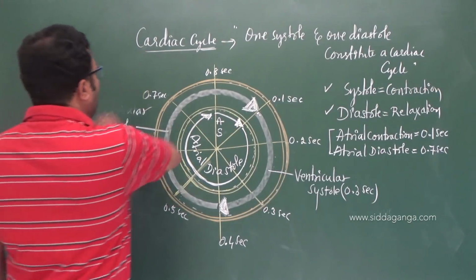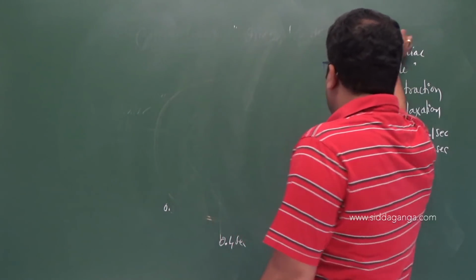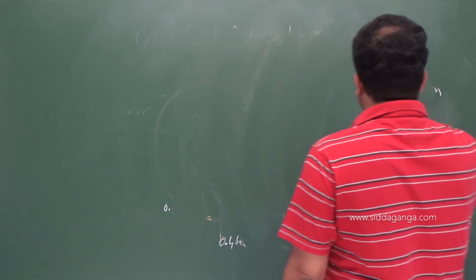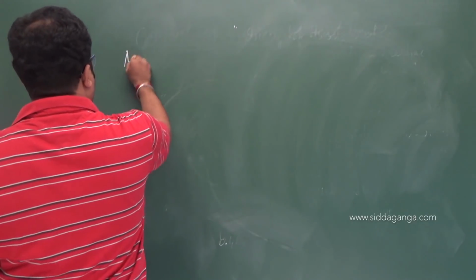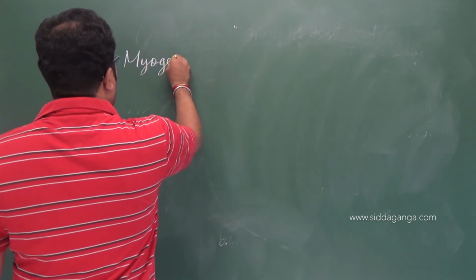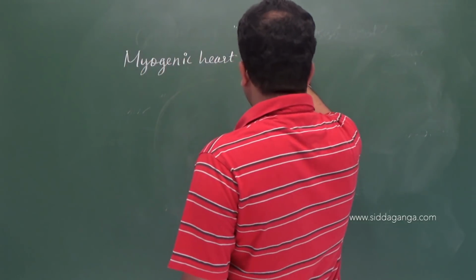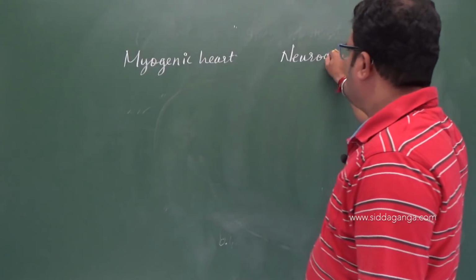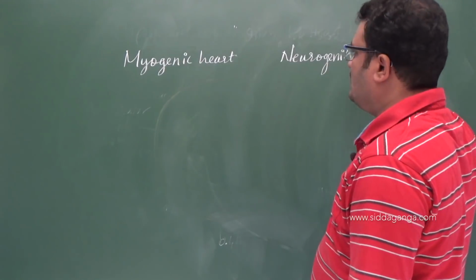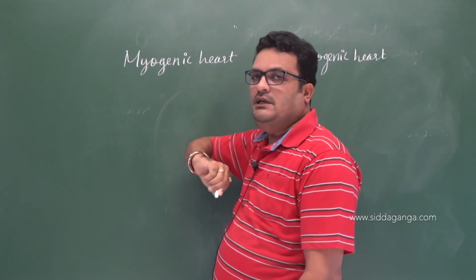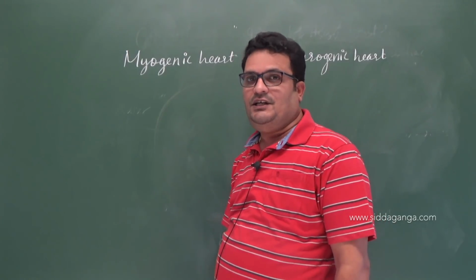Okay, thank you. So the next, there are two categories of heart. One is myogenic and the other one is neurogenic. Myogenic heart, right? And the other one is neurogenic heart. Remember these two like this: myo means muscle, and genic means generating, right?